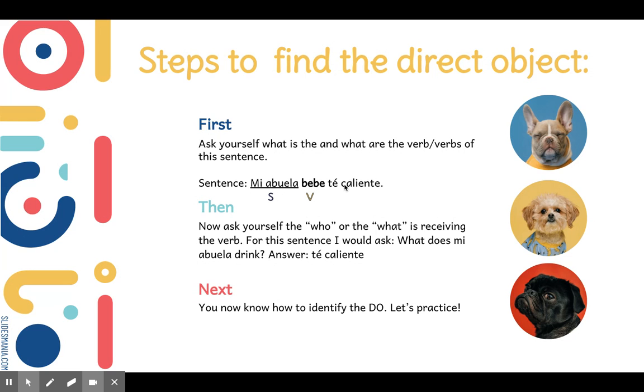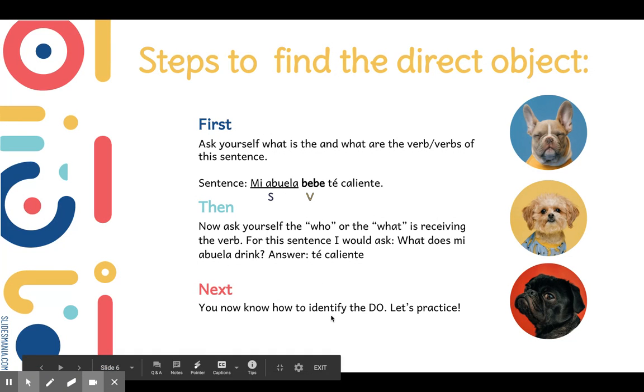What is it that grandma drinks? So now you ask yourself who or what is receiving the verb. So who or what is grandma drinking? And in this case, the answer is hot tea, té caliente. So now I know how to identify the DO by asking myself who or what is receiving the action of the verb. So next, you know how to identify the DO.